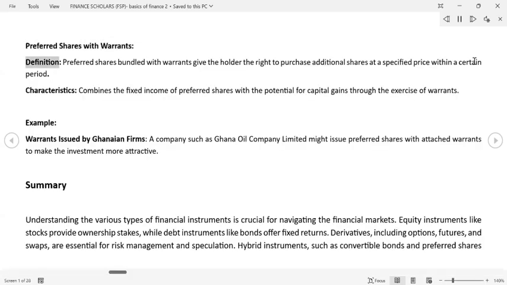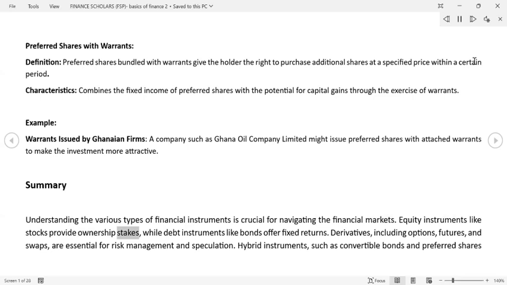Preferred shares with warrants. Definition: preferred shares bundled with warrants give the holder the right to purchase additional shares at a specified price within a certain period. Characteristics: combines the fixed income of preferred shares with the potential for capital gains through the exercise of warrants. Example: warrants issued by Ghanaian firms. A company such as Ghana Oil Company Limited might issue preferred shares with attached warrants to make the investment more attractive.